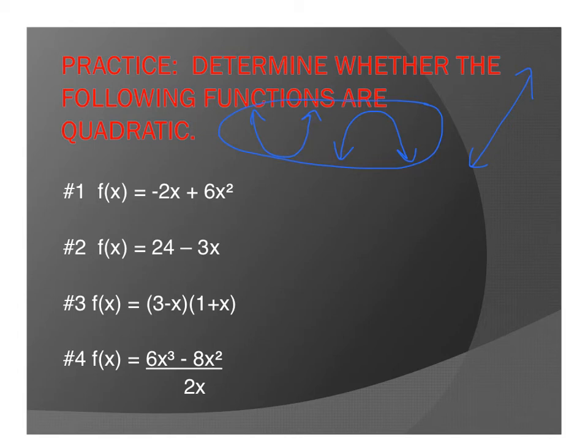With quadratics, it's the fact that we have an x squared that's making it a quadratic function. If I look at this one here, I have 6x squared, and I have my negative 2x. Well, I can basically write that in the form 6x squared minus 2x plus 0. Well, that's just like the form that we had on the previous slide. This would be a quadratic. Yes, it is. Here I have 24 minus 3x. Do I have an x squared? Nope.